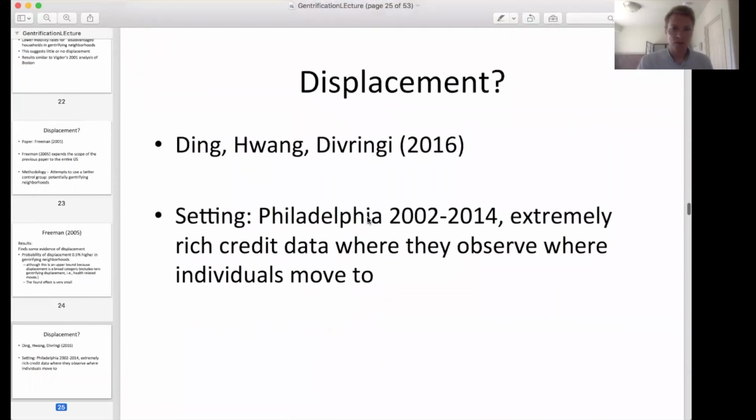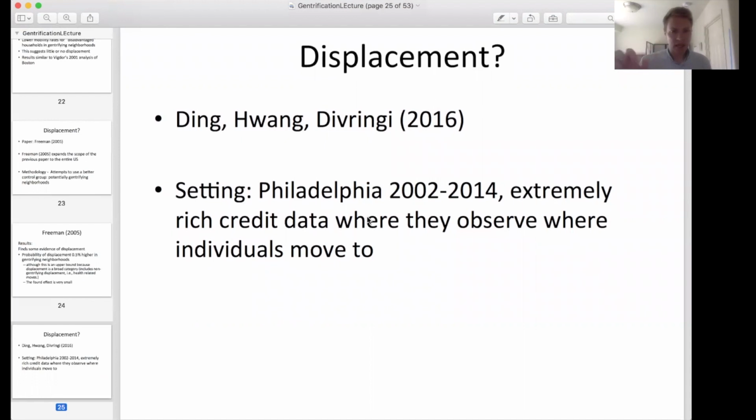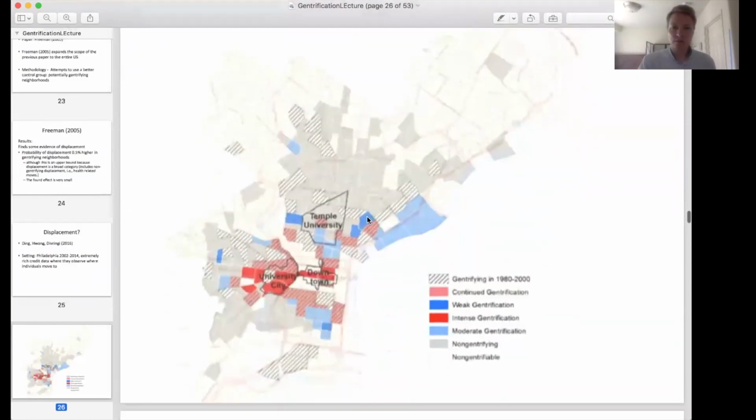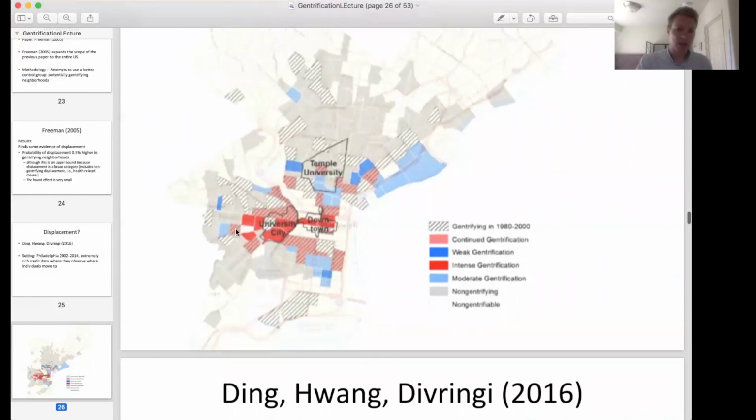We have another, more recent paper that uses better data. So typically, as we progress, we're going to get better and better data. This paper looks at Philadelphia in 2002 to 2014, when downtown Philadelphia was rapidly gentrifying. And essentially, they get access to credit data, like credit scores of people, so they'll be able to see what people's credit scores are and their addresses. And so they classify these neighborhoods, red neighborhoods as gentrification, and the blue neighborhoods as basically just different levels of gentrification.